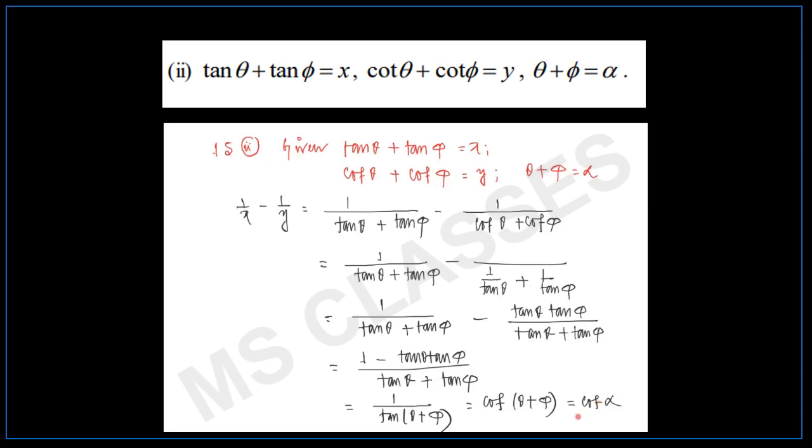Now, the first point is how to understand that here we have to take this one, 1 by x minus 1 by y. Children, if we do anything else with x and y, then we will have tan theta tan phi in the denominator. So that will be difficult for us. But if we take 1 by x, 1 by y, it is comparatively quite easy. Why? Because we will have tan theta plus tan phi in the denominator. And then we can simplify.